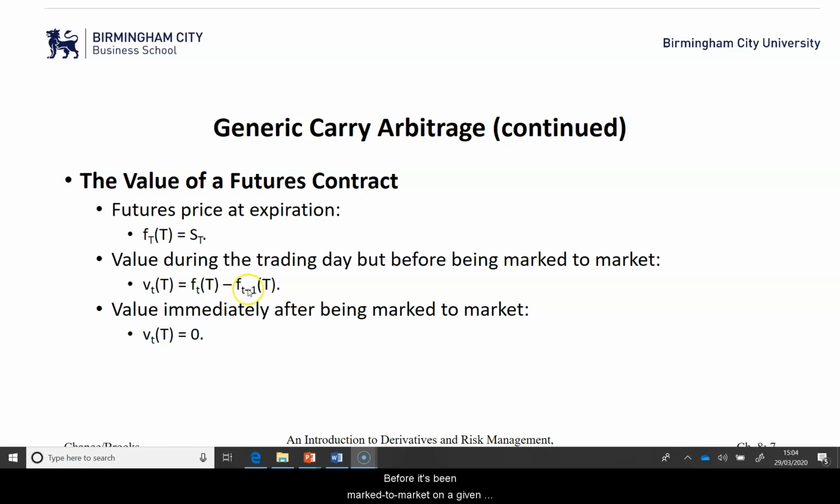The value of a futures contract before it's being marked to market on a given day is simply the price change since the time the contract was purchased or the opening price from the previous day. The value of the futures contract after being immediately marked to market is always zero because any gains or losses are settled due to the mark to market for that day. So the value of the futures contract after it being marked to market is zero. During the trading day, before it's being marked to market, it may have a positive or a negative value.